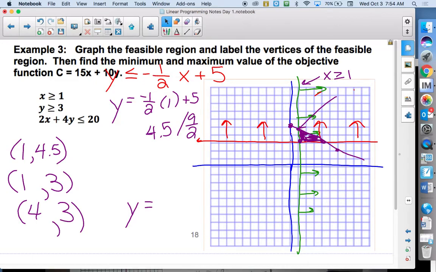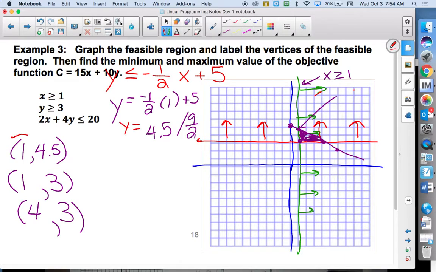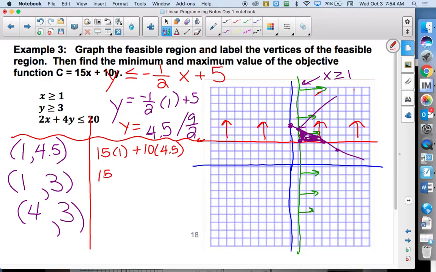The last part of the question, we'll just erase the y. Wants us to find the objective quantity, or the quantity that gives us a max value. And that equation that we're using is the C equals 15x plus 10y. So you're going to take your ordered pair, 15 times 1 plus 10 times 4.5. 15 times 1 plus 10 times 3. And then 15 times 4 plus 10 times 3. And list those three values.